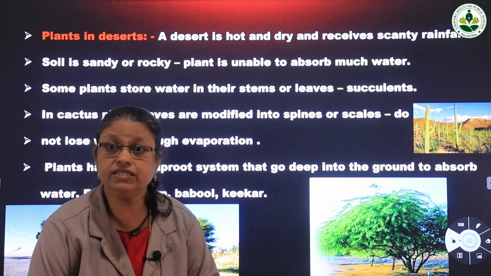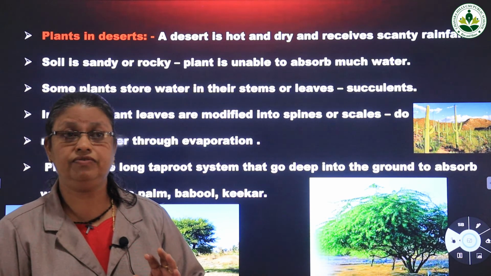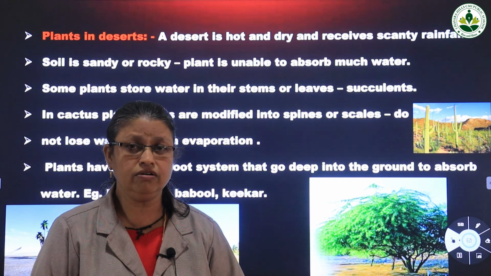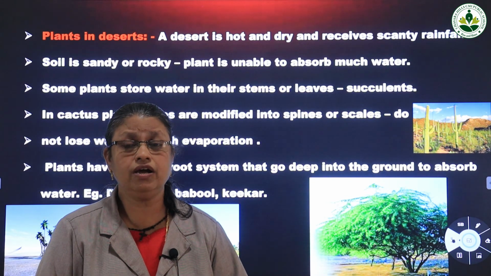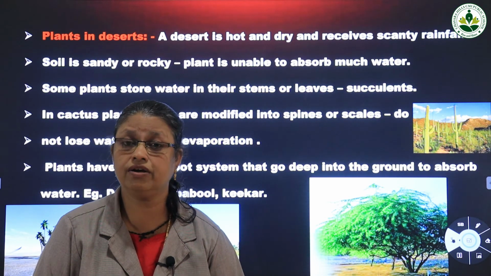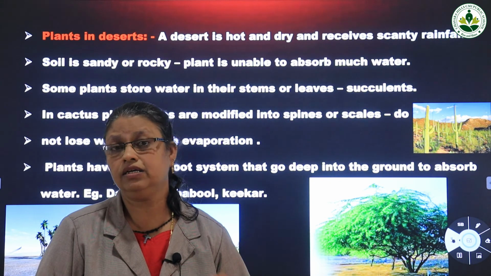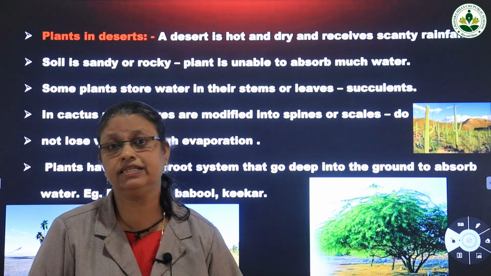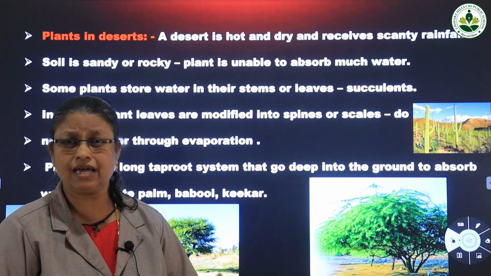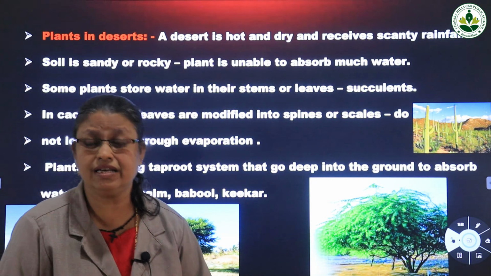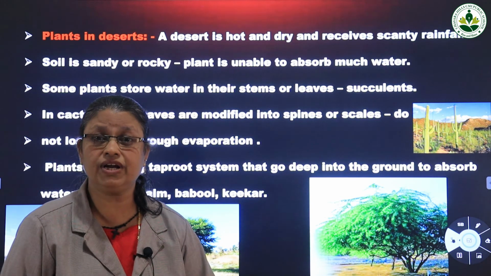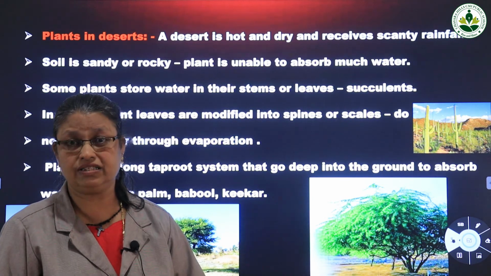Next one, plants in deserts. So what is the feature of a desert? What are the specialities of a desert? And we know desert is a very dry, hot place, isn't it? Desert is a very dry and hot region. There the scarcity of rain is there. They receive very scanty rainfall. That means the availability of rain is very less.